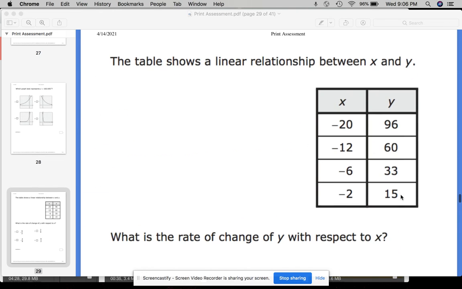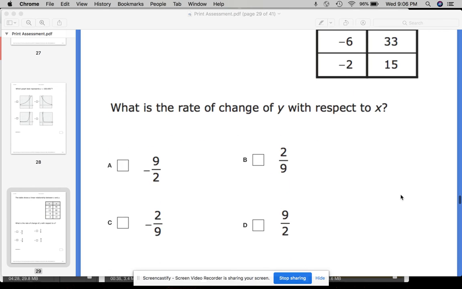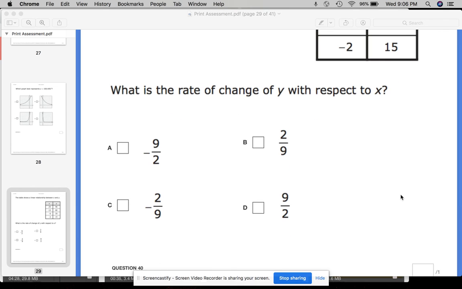Question 39. The table shows a linear relationship between x and y. X: -20, -12, -6, -2. Y: 96, 60, 33, 15. What is the rate of change of y with respect to x? A, -2 over 9. B, -9 over 2. C, 2 over 9. D, 9 over 2.